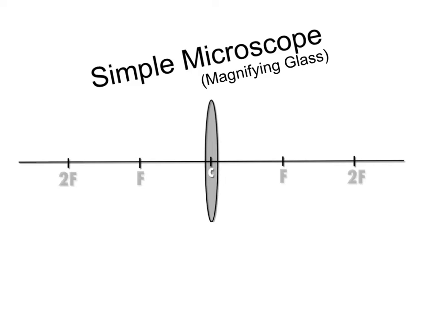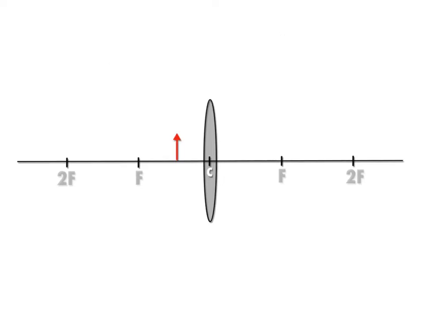First we'll get an object in place. Here we are with an object set up. You can see we've got an arrow here, and we always put objects in with an arrow so that we can tell the top from the bottom. The bottom is always on the axis and the top is always the tip of an arrow.